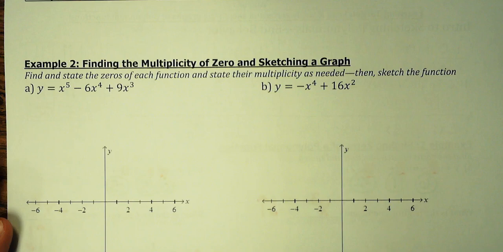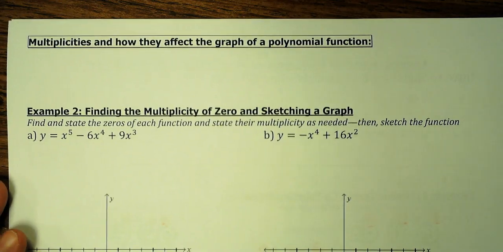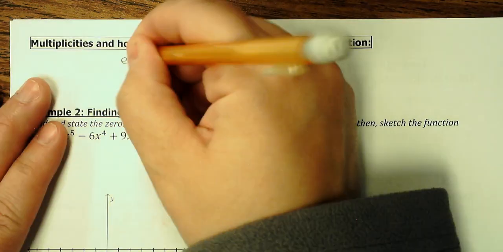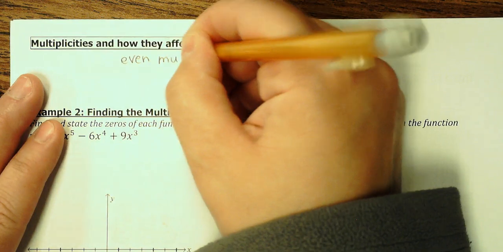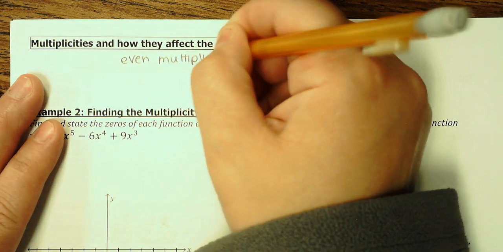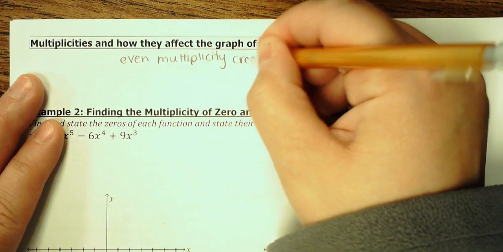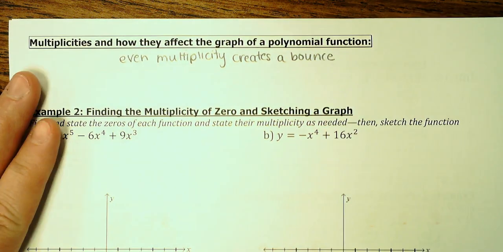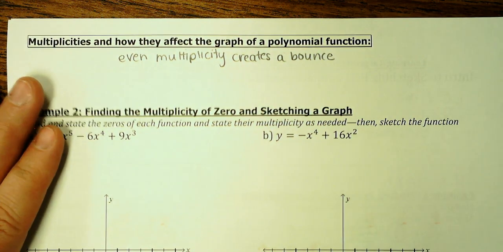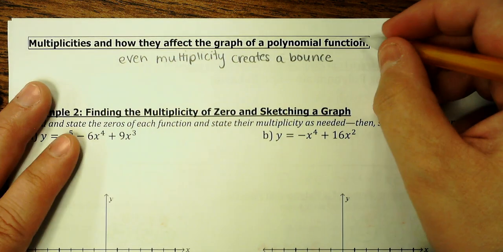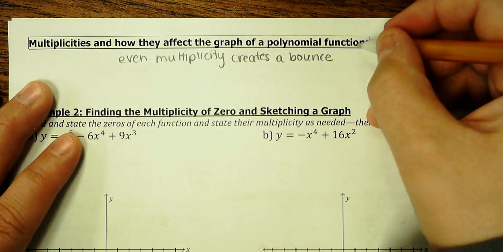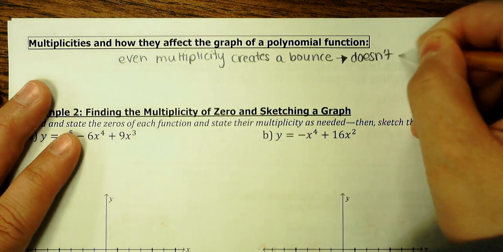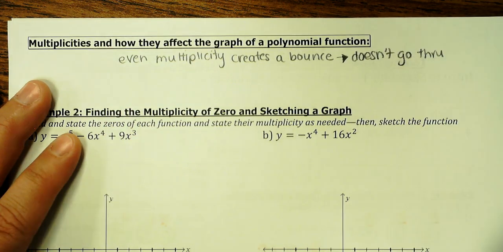Okay, now I mentioned multiplicities on the front, so I want to talk to you about that on the back. So multiplicity, so here's what I'm going to write down. An even multiplicity creates what we call a bounce. And when we get to some of these examples, I think that's going to make a little bit more sense on the graph. But what happens if you have an even multiplicity? Creating what I call a bounce. It doesn't go through your x-axis.